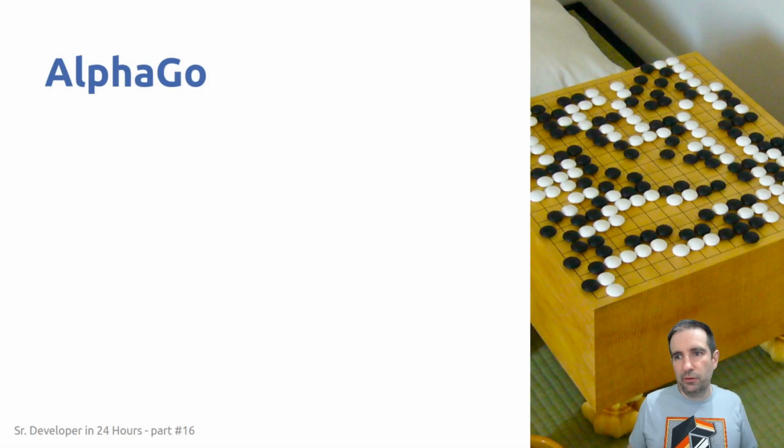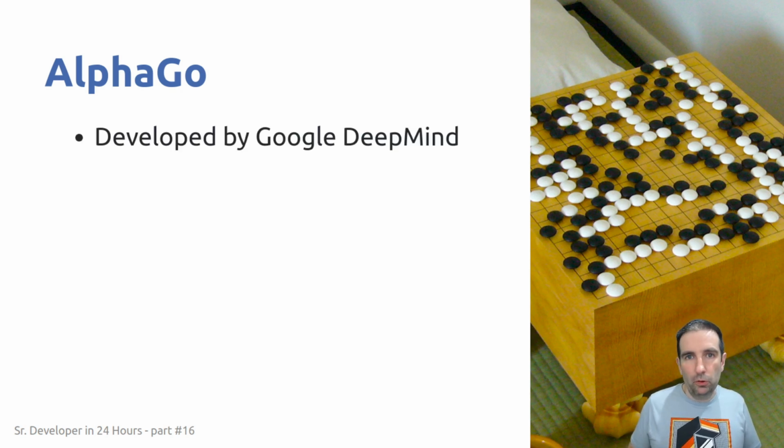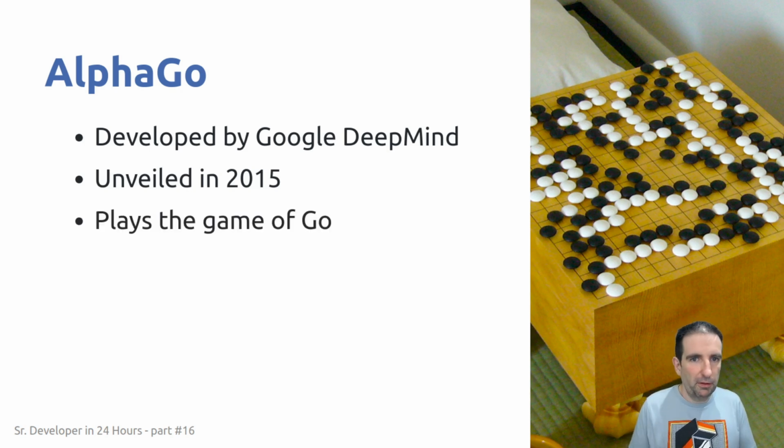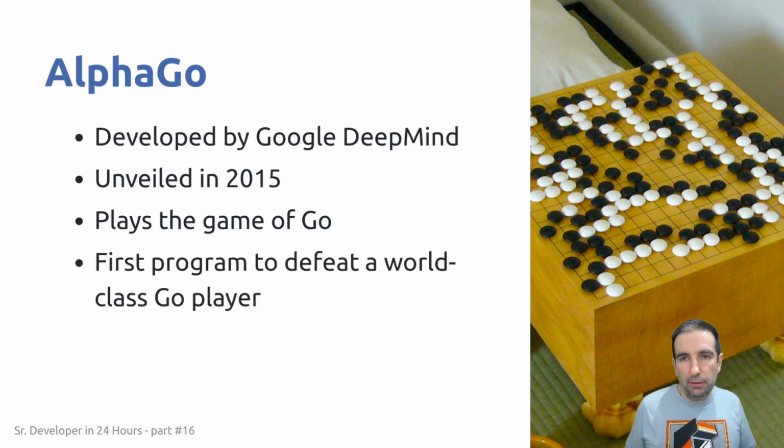All right, now let's talk about AlphaGo, which is one of the most significant pieces of AI technology in the recent past. It was developed by Google DeepMind. It was unveiled in 2015. It is an artificial intelligence tool that is designed to play the game of Go. Here we're talking about the board game. We're not talking about the programming language. It was the first program to defeat a world-class Go player, which was quite the accomplishment.